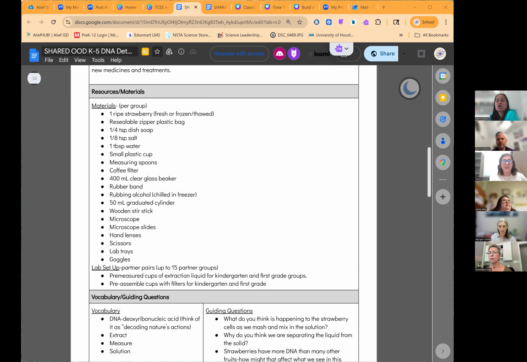Things that you might need to purchase. Uh-oh, where did we go? Things that we might need to purchase are a strawberry, one per group, and some rubbing alcohol. But you need such a small amount of it that one bottle would work for several classes.